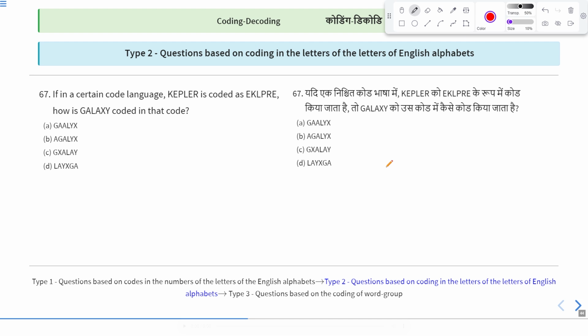The certain language Kepler is EK, which is nothing but the letters, two letter pairs being switched up. Okay, so galaxy will become AGALYX.